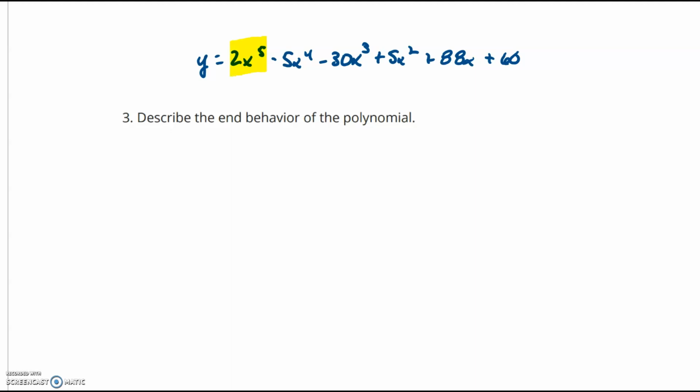So as we said, the only term that really has an effect on the end behavior should be this very first term. And notice, since the degree is odd, so I find the degree, and here I have an odd degree polynomial with a degree of 5. That means, from the very first video we did, that my end behavior should go opposite directions, down on the left and up on the right. So this is kind of what my end behavior should look like.